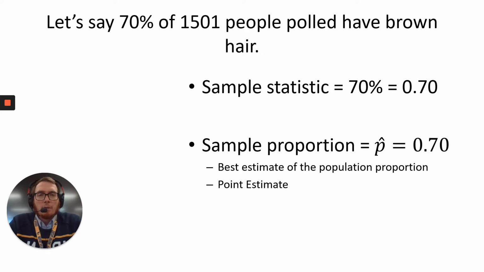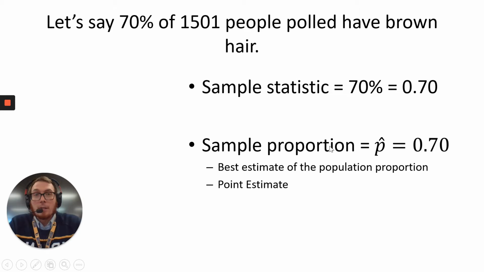Everything with probability, remember, is percentages or decimals. So we're going to use this example here. 70% of 1,501 people have brown hair. The sample statistic is 70% or 0.7. That's also known as the sample proportion. That's denoted by p hat. So p with kind of a hat or an arrow on top of it. That's p hat, which is the sample proportion.